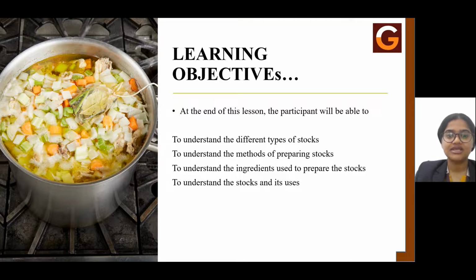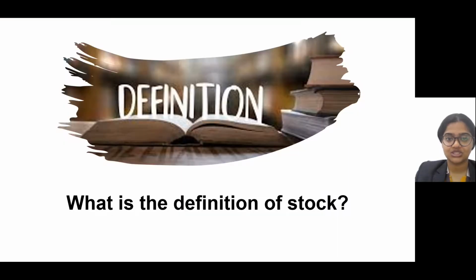So before we start, let's understand what exactly a stock is, or the definition of a stock. Now, in culinary terms, a stock is nothing but a most flavorful liquid that is obtained by simmering the bones of a meat. When I say bones of a meat, it can be a red meat, a game meat, a poultry meat, or it can also be sea fish or sea fish products, like even fish bones as well.